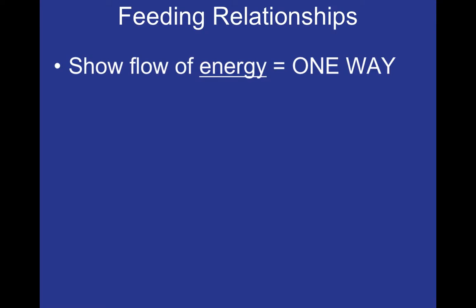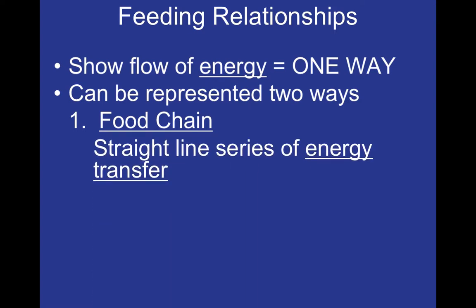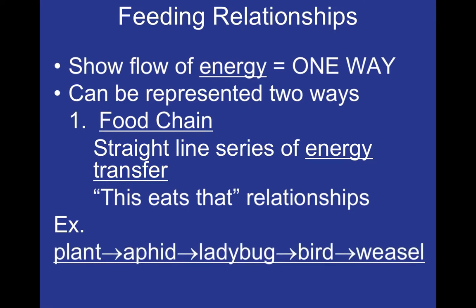Now, this flow of energy can be represented two ways. The first way is a food chain. The food chain is a straight line series of energy transfer. You can think of it as a this eats that type of thing. So for example, here is a food chain. The plant gets eaten by the aphid, that gets eaten by the ladybug, which gets eaten by the bird, which gets eaten by the weasel.